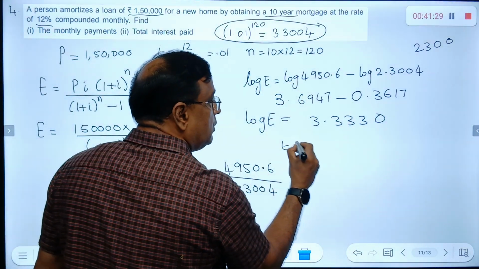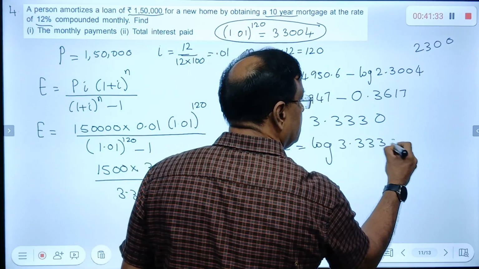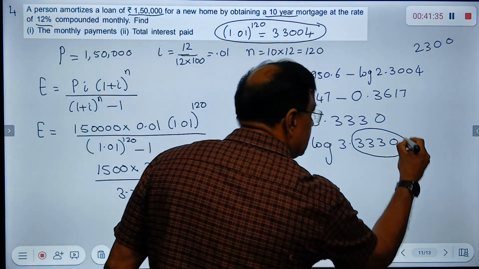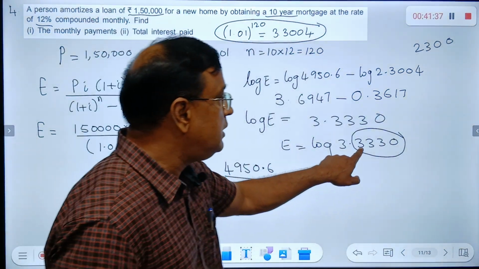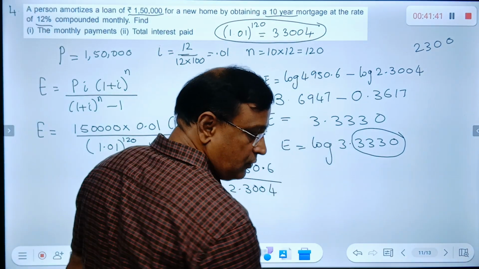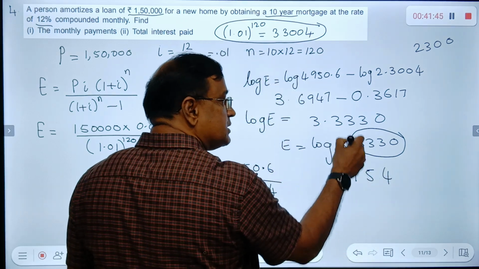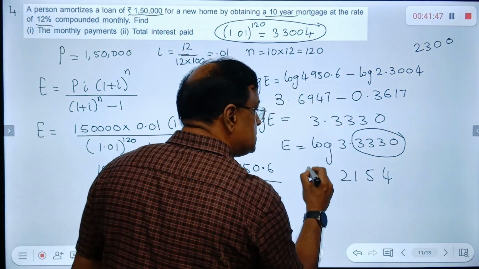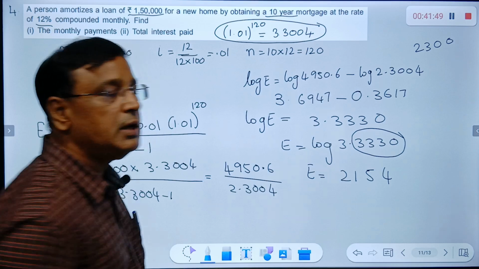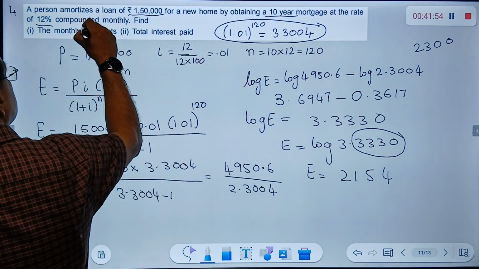Now what is E equal to? Log of 3.3330. Only look at the anti-log at 3330. When you look at anti-log of 3330, I'm getting 2154. Since its characteristic is 3, it's a 4 decimal places. So what is my EMI? EMI is 2154. That is my first subdivision.